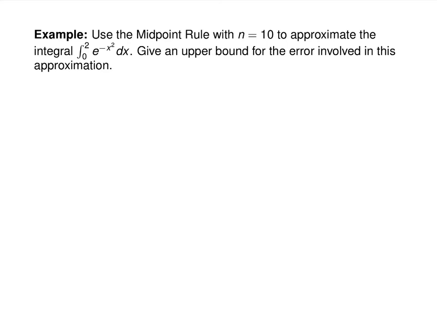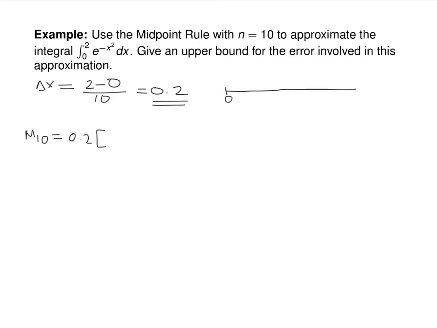So if we're going to estimate this, first let's figure out what delta x is. Delta x is (2 minus 0) over 10, so 1/5 or 0.2. And so M sub 10 will equal 0.2 times, all right, our interval starts at 0 and then goes to 0.2. The middle point is 0.1. So we have e to the negative 0.1 squared. Be very careful that the negative doesn't get squared. It's not supposed to be.